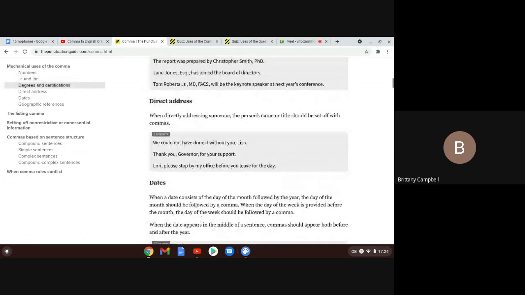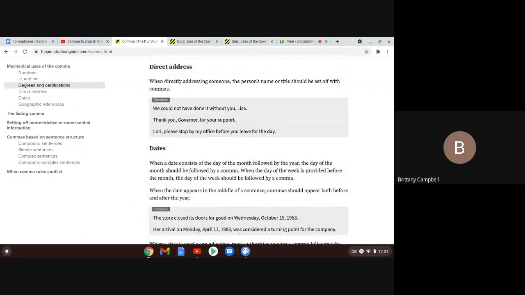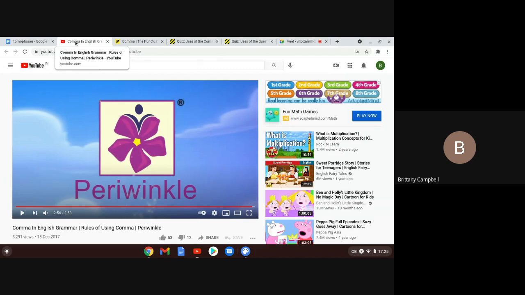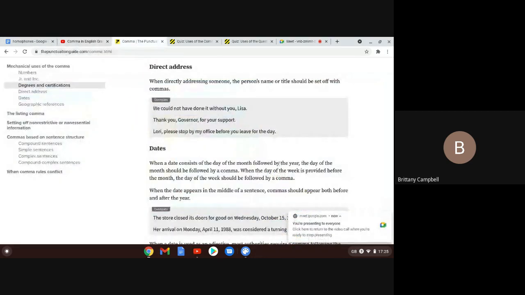All right, so let us go down to direct address. And this is the last one that we're going to place our attention on with the use of the comma. So when directly addressing someone, the person's name or title should be set off with commas. Again, when you're talking to someone, the person's name or the title must be set off with the use of the comma.